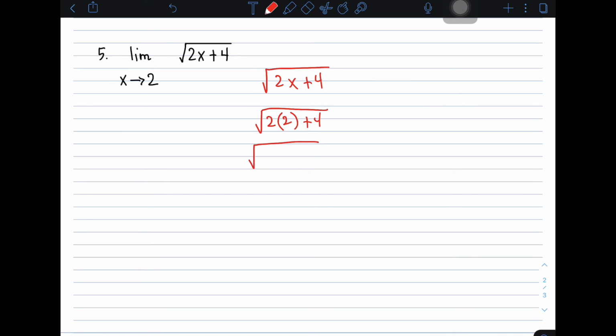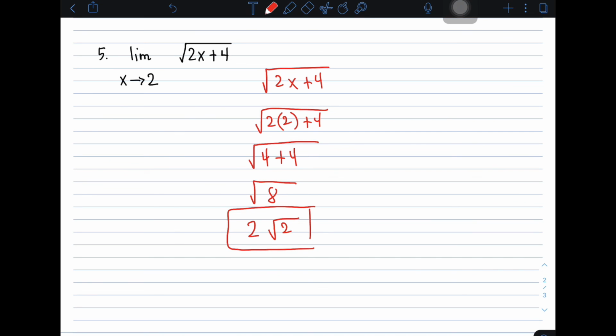And simplifying your expression, it will give us the square root of 4 plus 4, wherein we can still simplify this. So this is the square root of 8. And square root of 8 is simply 2 square root of 2. This is the correct answer for item number 5.